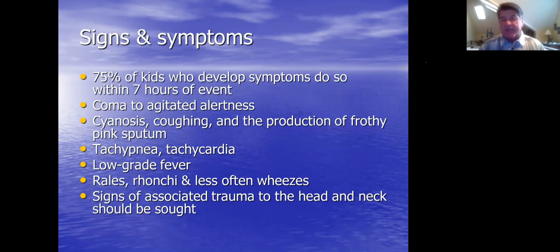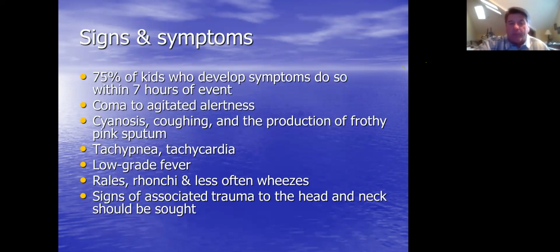Is that child safe? Probably not, because of all that damage we just talked about in the prior few slides, the surfactant, the particles, all that. The body's already fighting a battle to keep the lungs healthy. So 75% of the kids who develop symptoms will do so within 7 hours of the event. That's why I recommend all near drowning or drowning victims who survive be checked out in the hospital.